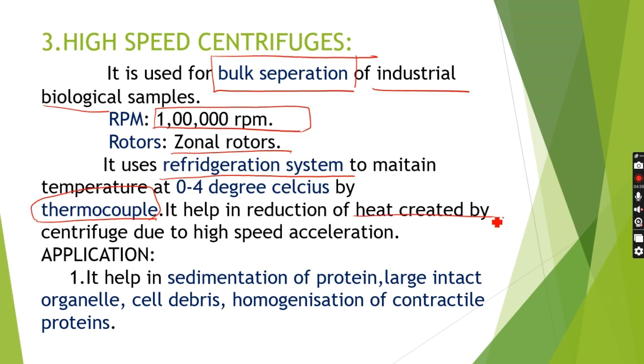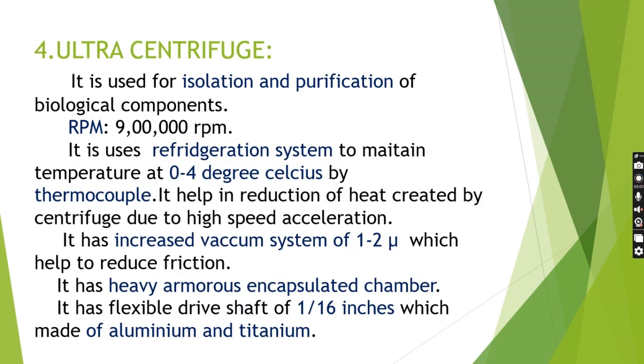So the heat is reduced, which increases sedimentation and decreases denaturation of the samples. The major applications are proteins, organelles, cell debris and contractile proteins. Even a small amount of change in proteins can be separated by this high-speed centrifuge. Then the ultra centrifuge. It is a very advanced method of centrifugation. It is generally used for isolation of biological components.